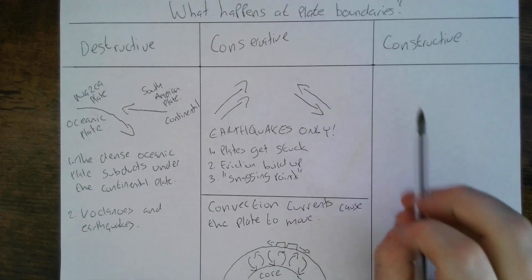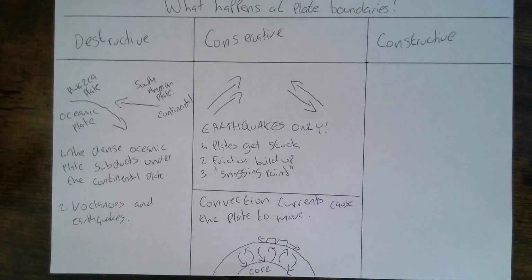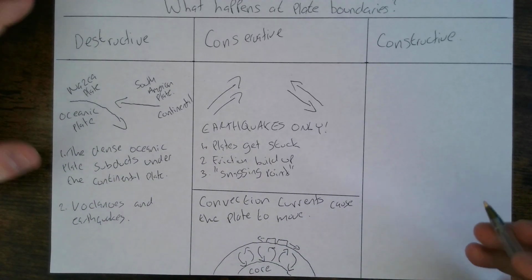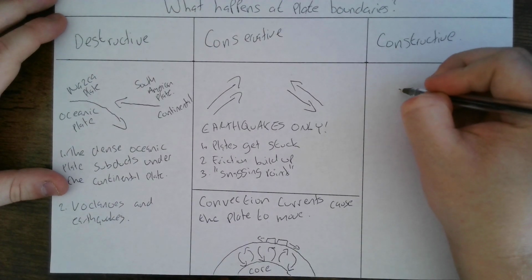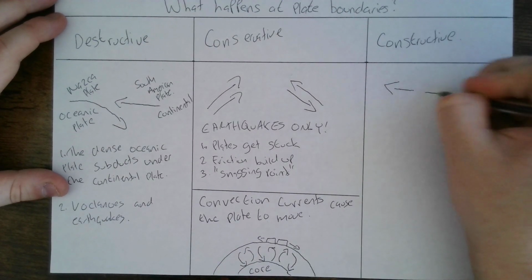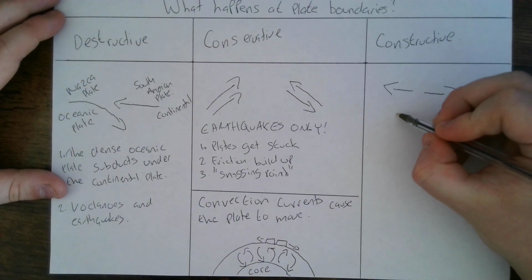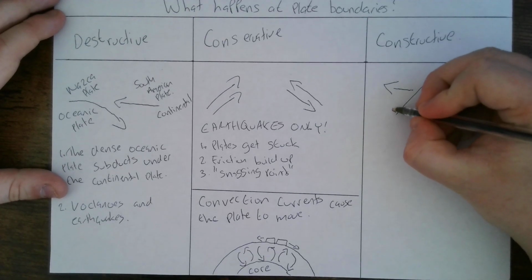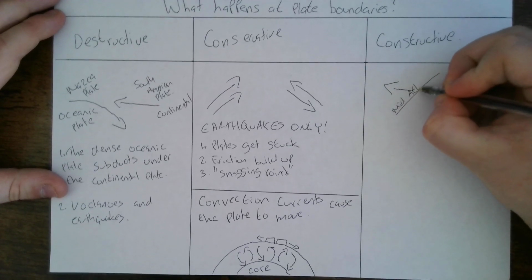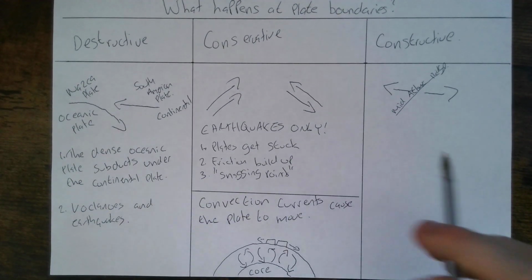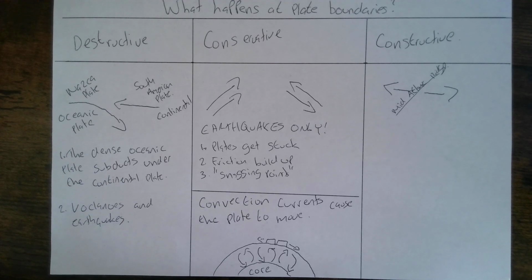On to the last one, we've got our constructive plate, and Iceland is a really good example of where we find a constructive plate, and that is where our two plates are moving away from each other. It's ultimately how new land is formed. And a famous example of this, I'm just going to draw a line here, is the Mid-Atlantic Ridge. Okay. And this is actually creating Iceland at the moment. So Iceland is a fairly new island in the grand scheme of things.